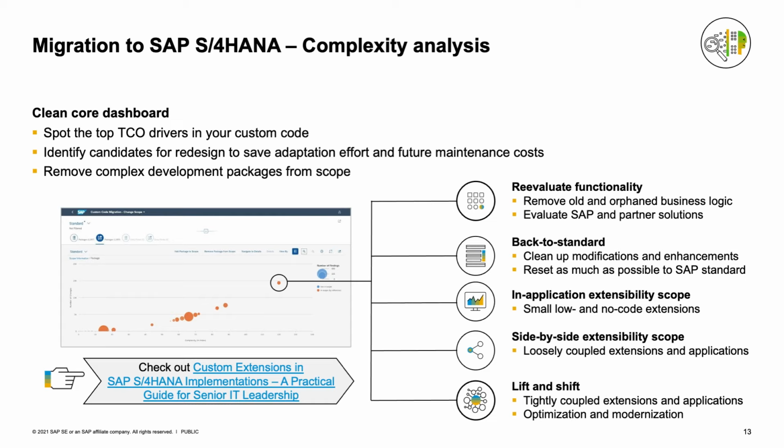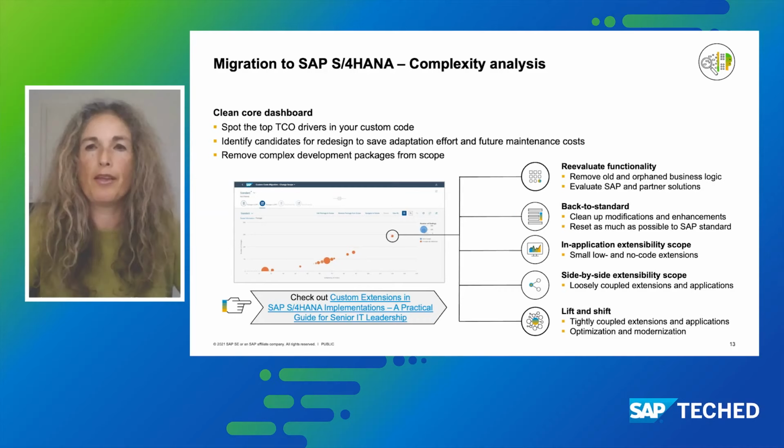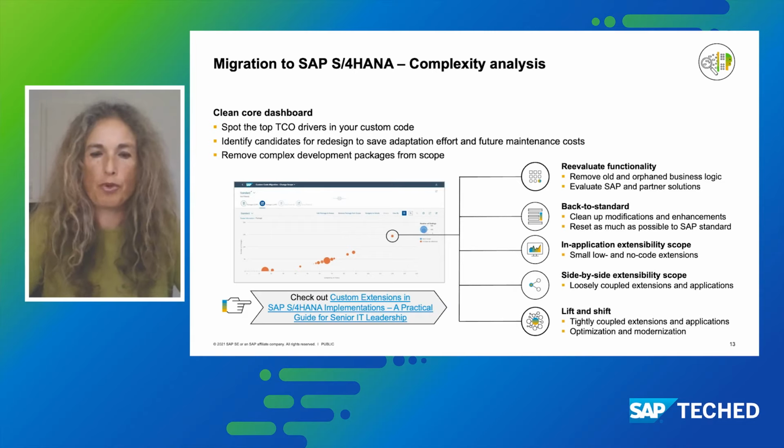After you have identified complex custom code developments, it's time to review them, and the review procedure should contain the following steps. First, you need to reconfirm with the business the need for the functionality, if this logic is needed at all. We also recommend setting as much as possible back to standard. Then you should evaluate if the same can be achieved by means of in-app or side-by-side extensibility, and the remaining part of the custom code can just be taken over to the new S/4HANA system.